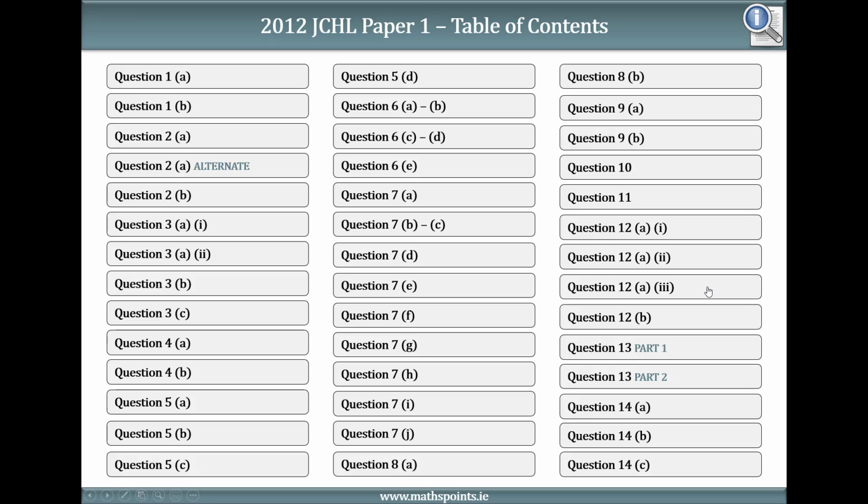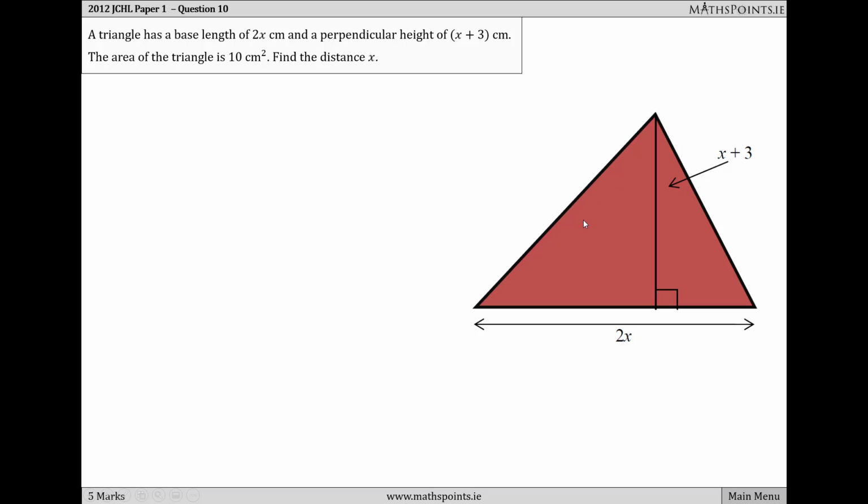So let's take a look at an area question from the Junior Cert Higher Level 2012 Paper 1. It's question 10, and it's an area question that involves some algebra. We're given the following triangle and told that the base of the triangle is 2x and that the perpendicular height of the triangle is x plus 3. We're also told that the area of this triangle is 10 centimeters squared.